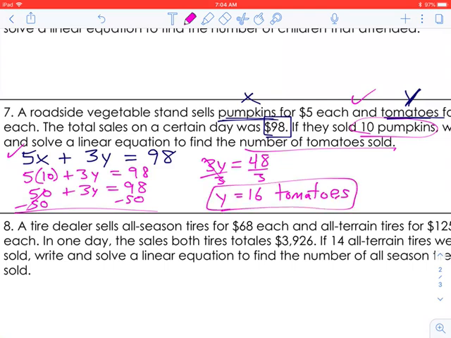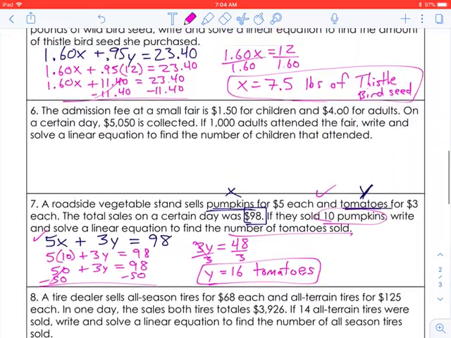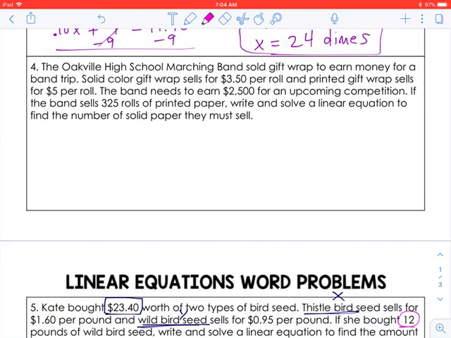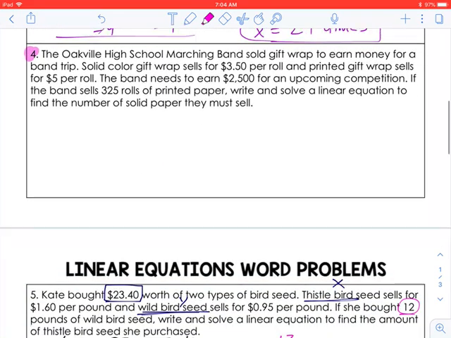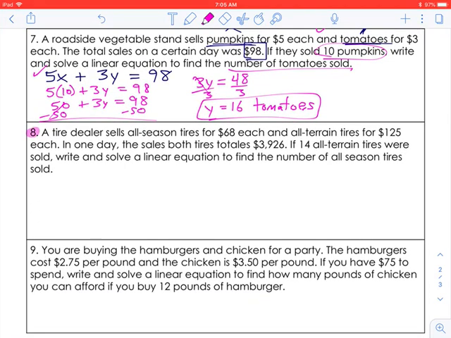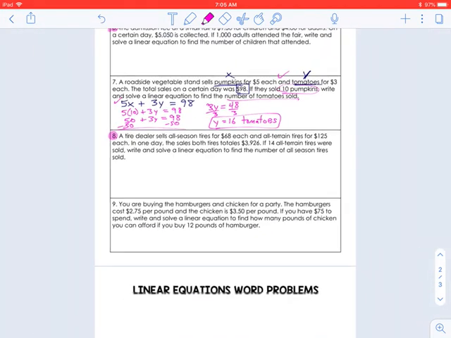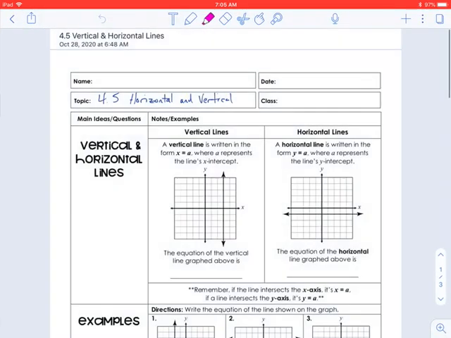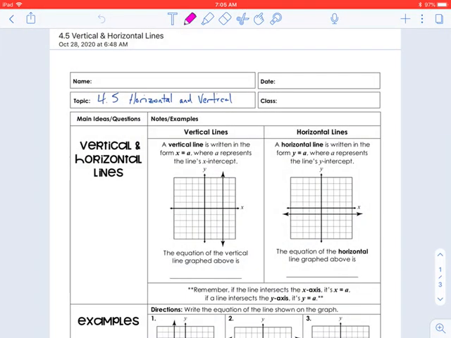There we are. Okay? So for your homework, part of your homework is for you to do the evens on this paper. So 2, 4, 6, and 8. So 4 problems. Okay? Now, before we're done, we're going to talk briefly about vertical and horizontal lines. And this shouldn't take us too long.